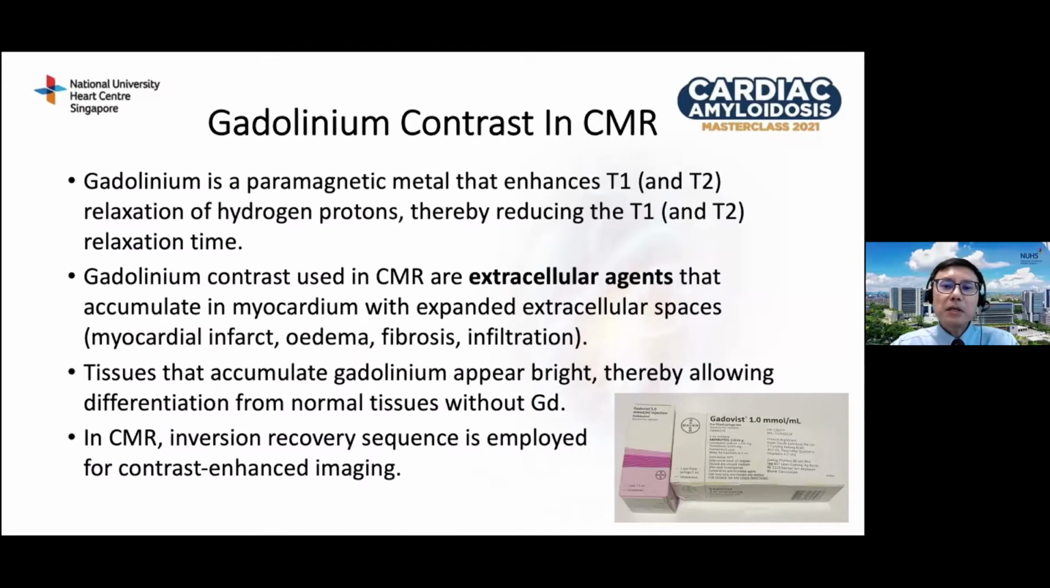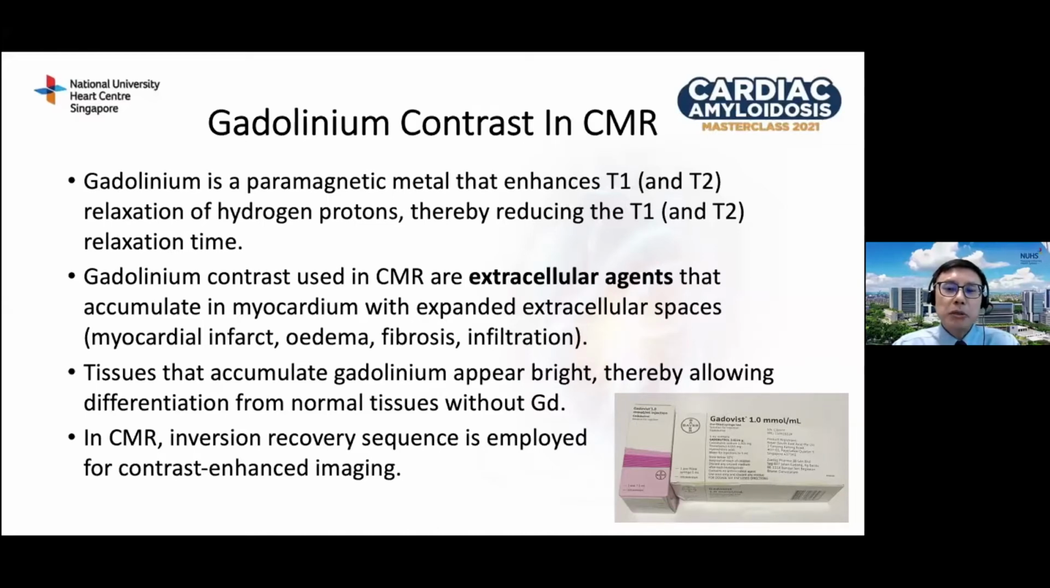Now, I want to talk a little bit about gadolinium contrast because, again, this is one of those important tools that we use in the evaluation of cardiac amyloidosis. So gadolinium is a heavy metal, a paramagnetic metal that enhances T1 and T2 relaxation of the hydrogen protons, thereby reducing the T1 and T2 relaxation time, okay? So the gadolinium contrast that we use in CMR are extracellular agents. These agents accumulate in the myocardium with expanded extracellular spaces, all right?